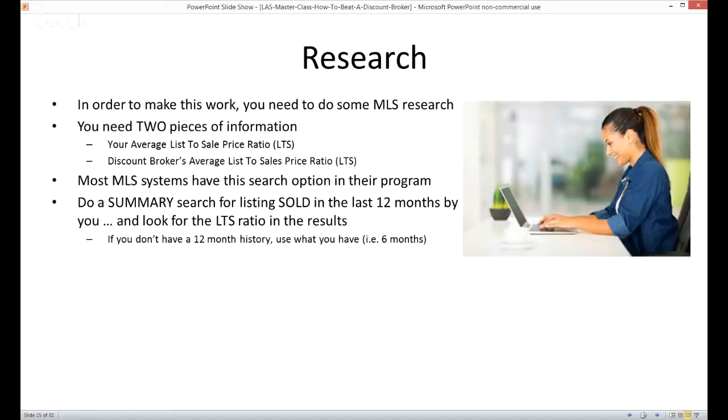So by the way, if you don't have a 12-month history, just use what you have. So if you've only been doing this for 6 months or only in a certain area for 6 months, use the 6 months, 3 months, whatever it is, just make sure you're comparing apples to apples, you and the discount broker.